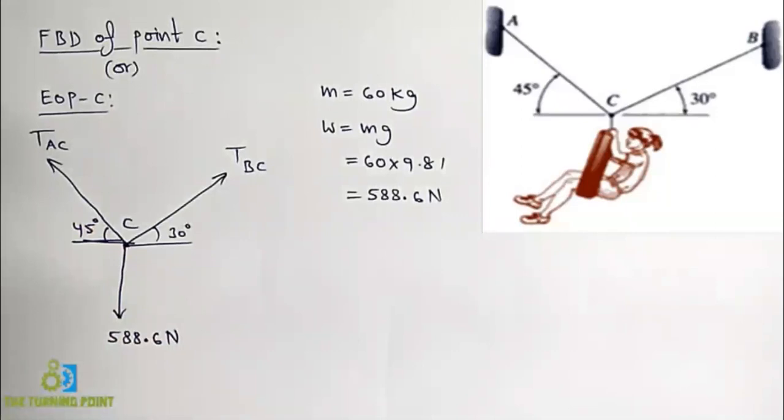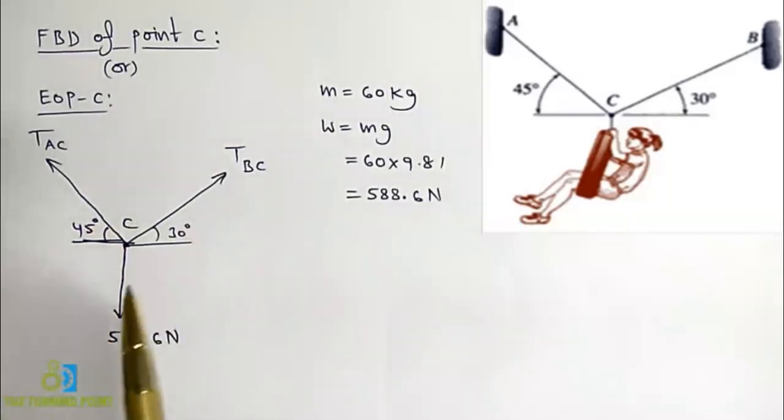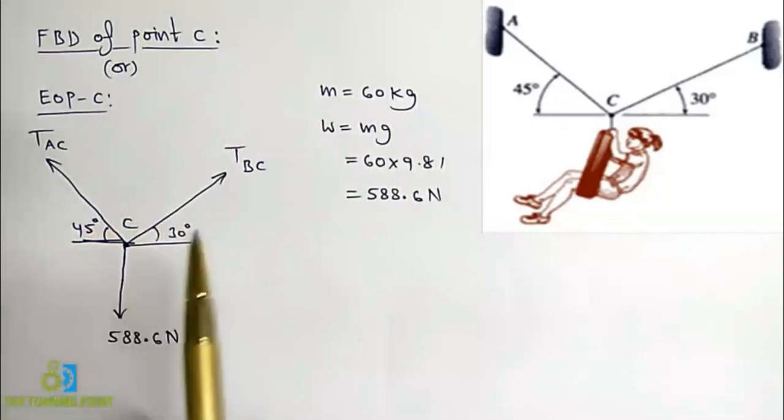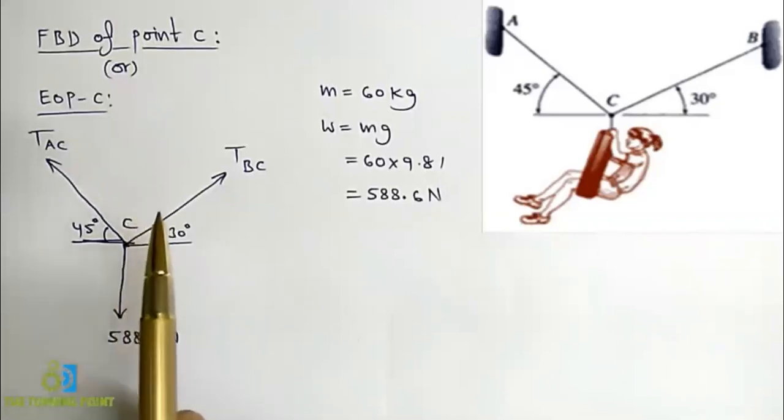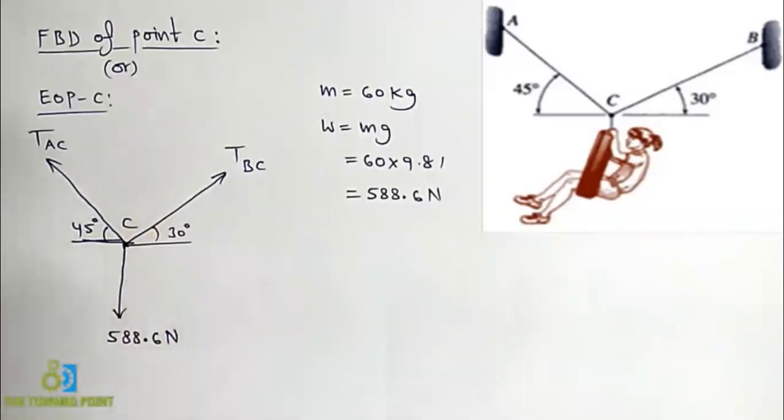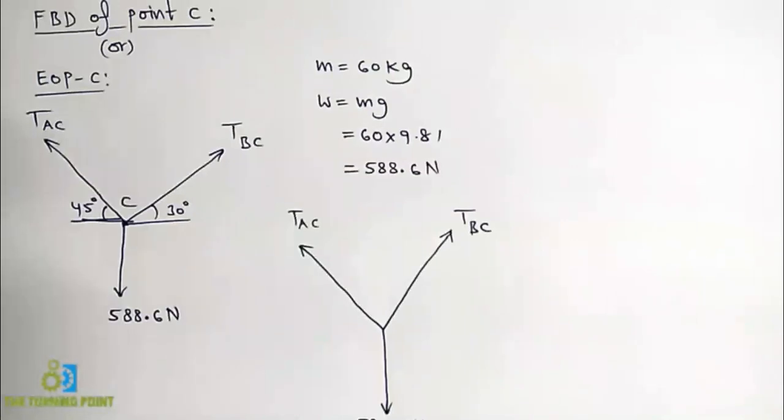So in order to apply Lami's theorem, there should be three forces and the system should be under equilibrium. So here, even after the application of forces, the system is under equilibrium and there are three forces only. So now I can apply Lami's theorem. In order to apply Lami's theorem, I should know the angle between each and every force. So for our convenience, I have redrawn the free body diagram of point C.